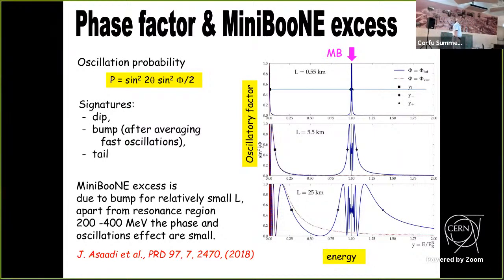by scattering of neutrinos on the relic neutrino background. Of course, you need to have very big densities of this background. This is for different baselines: 0.55 kilometers, 5.5 kilometers, 25 kilometers. But the structure is like this.